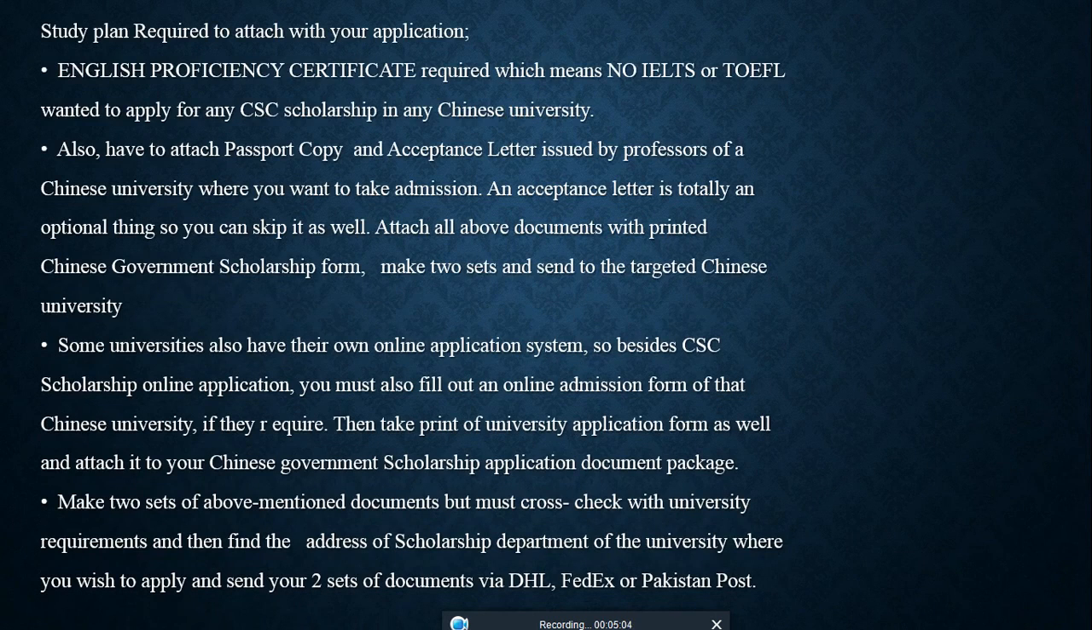Some universities also have their own online application system. So besides the CSC scholarship online application, you must also fill out an online admission form of that Chinese university. Many universities demand separate applications. One is the CSC application form and the other is on their university website. After that, you have to print both applications and send them to their postal address through DHL, ADEX, Pakistan Post, TCS, OCS, and many other courier services.